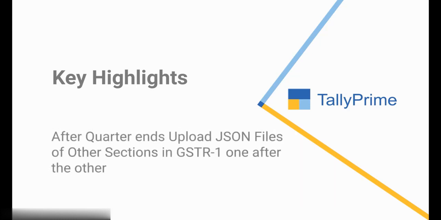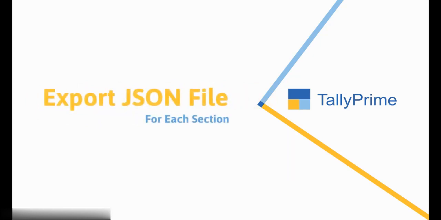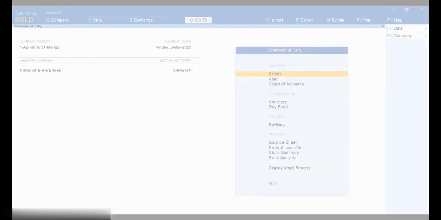And at the end of the quarter, dealers can upload the details of other sections in GSTR1 for the whole quarter. Let us see how to export separate JSON files for each section in GSTR1 using Tally Prime and then upload them on the GST portal for filing e-return. The first step is exporting the JSON files for each section using Tally Prime.